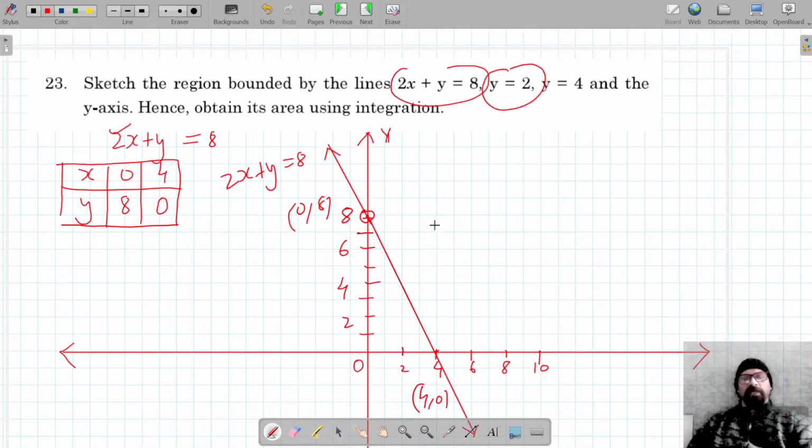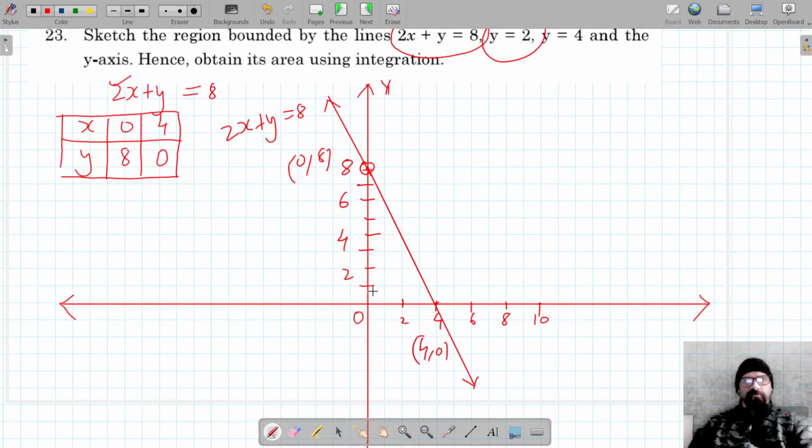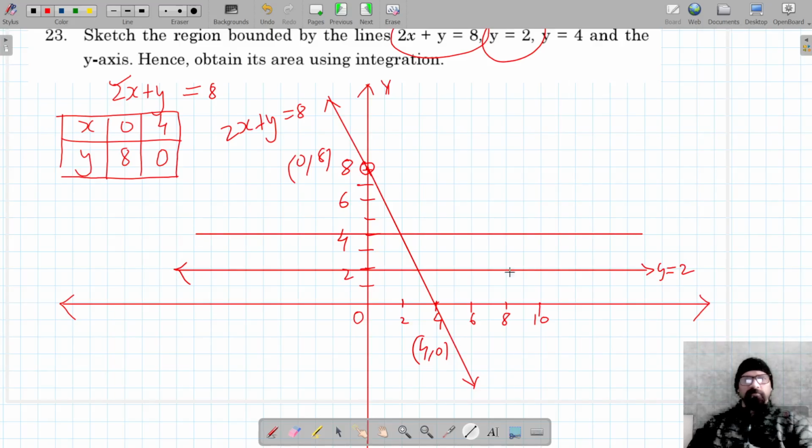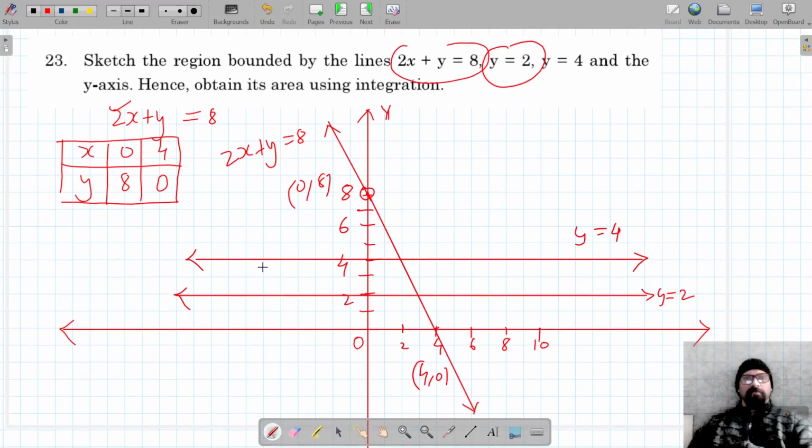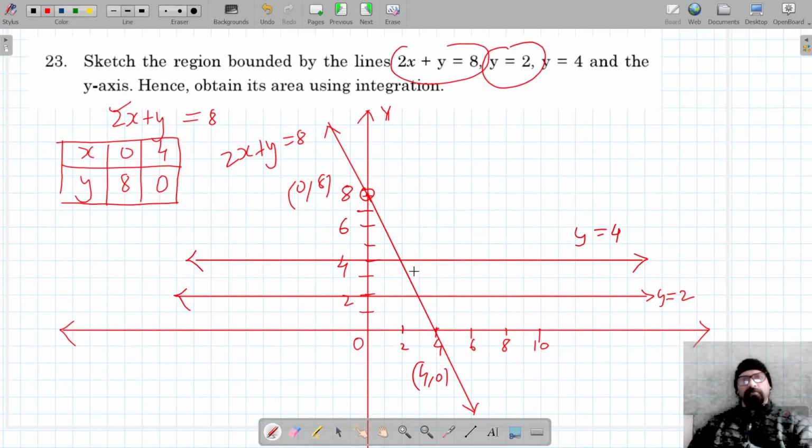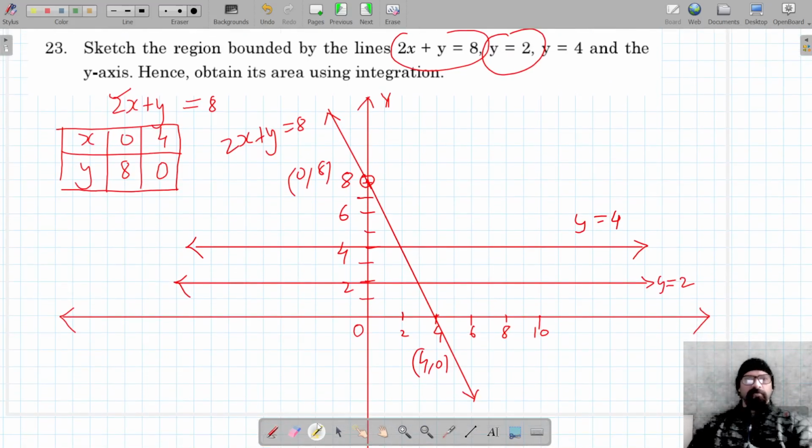Now y is equal to 2 is a line parallel to the x-axis, so y is equal to 2 is here. So this is y is equal to 2, and this is a line parallel to the x-axis. And y is equal to 4 is also a line parallel to the x-axis at y coordinate 4. So this is y is equal to 4. So this is the region bounded by 2x plus y is equal to 8, y is equal to 2, y is equal to 4, this region.